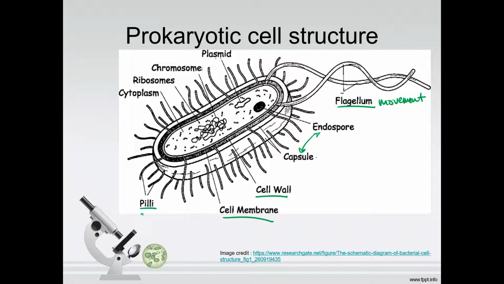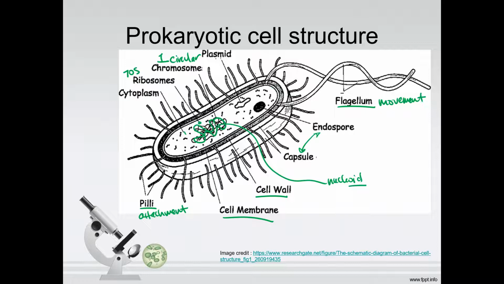Pili here. Pili are used for attachment, not movement, but attachment. So if bacteria wants to stick to another bacteria or the bacteria wants to stick to a surface, it's going to use pili. Cytoplasm, just like we have cytoplasm. Ribosomes like we do, but again, these are smaller. They are 70S ribosomes. And then one single circular chromosome somewhere in the cell, and wherever that chromosome happens to be, that spot is called the nucleoid, not the nucleus.